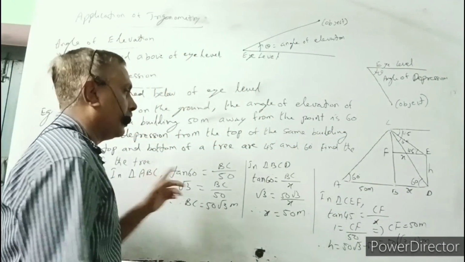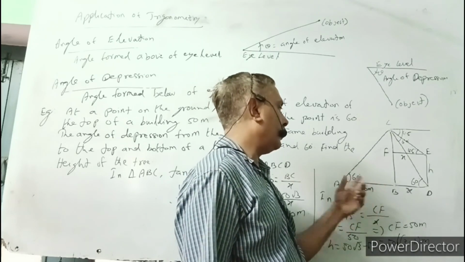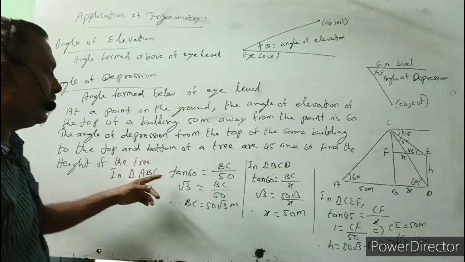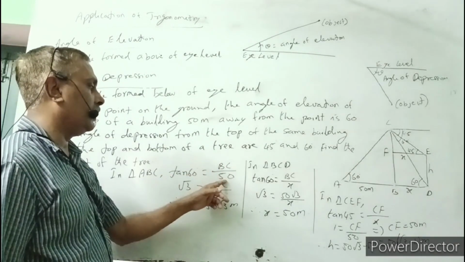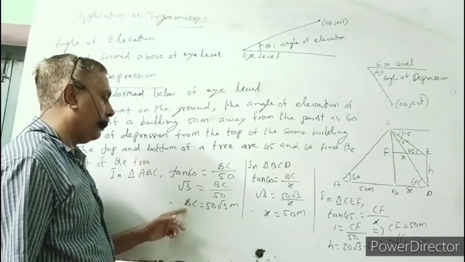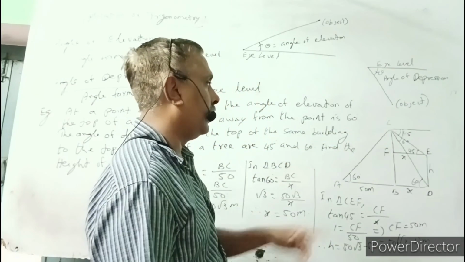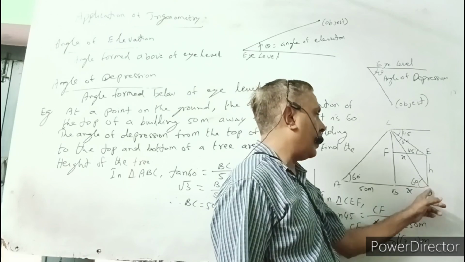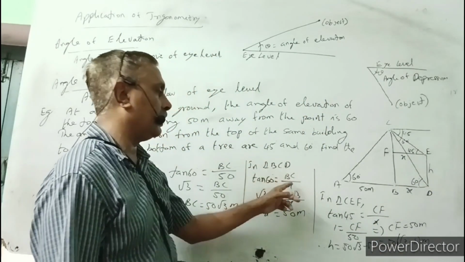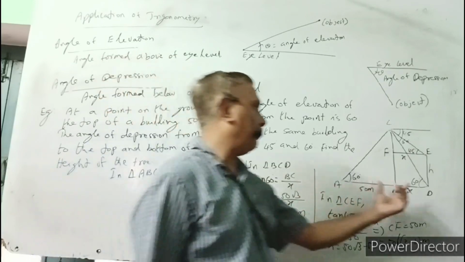So it is possible in triangle ABC. In triangle ABC, AB is given, this angle is given, so we can find out BC with the help of tan 60. So tan 60 is equal to BC upon 50. Tan 60 is root 3, simplifying BC you will get 50 root 3. This BC is 50 root 3. Now with the help of triangle BCD we can find out X. So in triangle BCD, tan 60 again used. So you will get X is equal to 50.